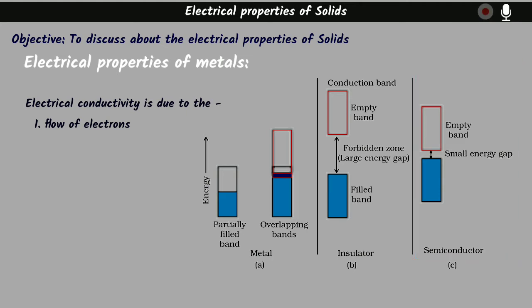Thus these three are the explanations of the electrical conductivity nature of the three different types of solids, on the basis of electrical conductivity: conductors, insulators and semiconductors. So if somebody asks you to differentiate the insulator, semiconductor and conductors on the basis of band gaps, then you have to use these concepts.